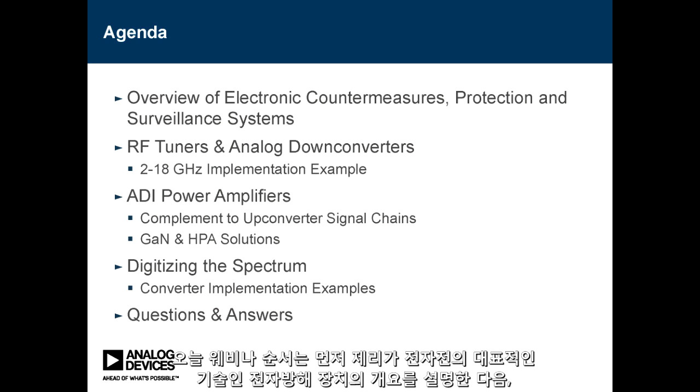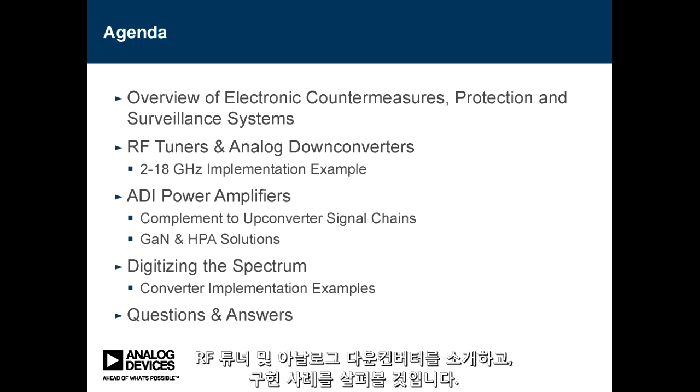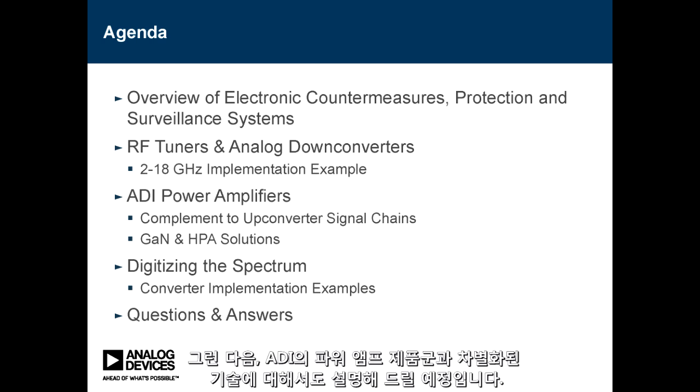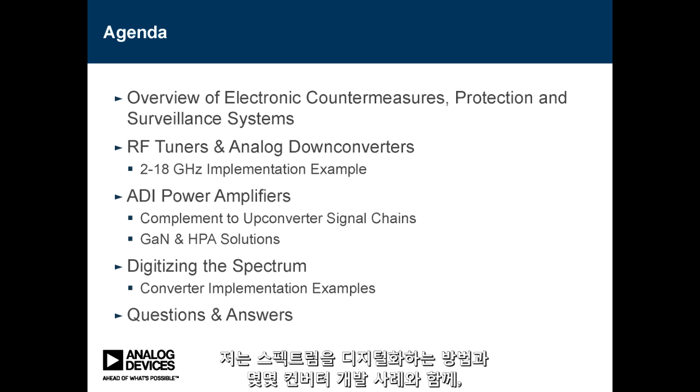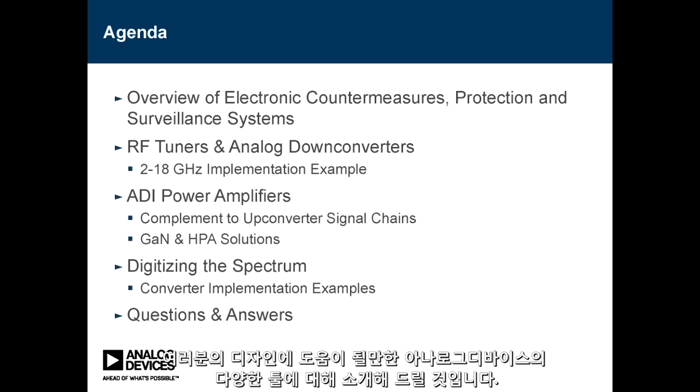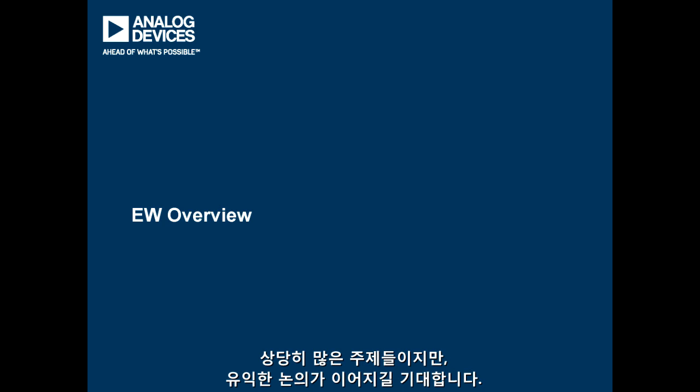For the agenda, Jerry is first going to start out covering an overview of electronic countermeasures. He will then move on to RF tuners and talk a little bit about analog down converters, going over an implementation example here. Then Jerry will continue to discuss ADI's power amplifier offerings as well as different technologies that are offered here. From there, I'll chime in discussing how we digitize the spectrum, showing a couple of converter examples that have been developed as well as the many tools that are available from Analog Devices to help in your next design. We have a lot to cover here, so let's get started.